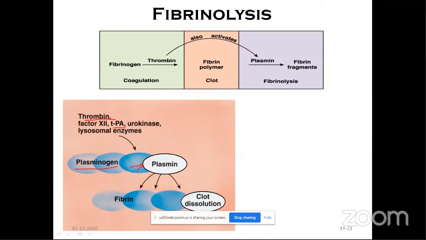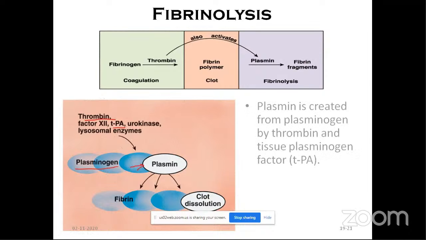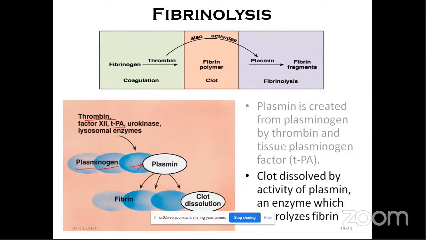And what this plasmin does is, it dissolves the fibrin clots or the fibrin fragments. It hydrolyzes them, it breaks them down so that the clot will finally disappear and the injury can heal. So the clot is dissolved by the activity of plasmin, an enzyme which hydrolyzes the fibrin net fragments.